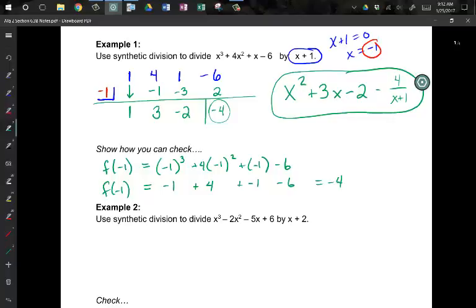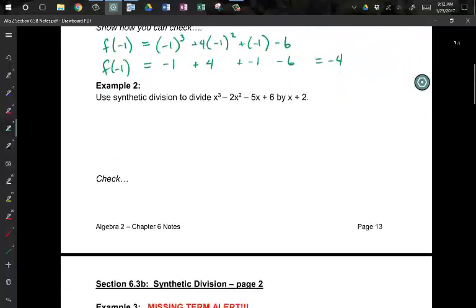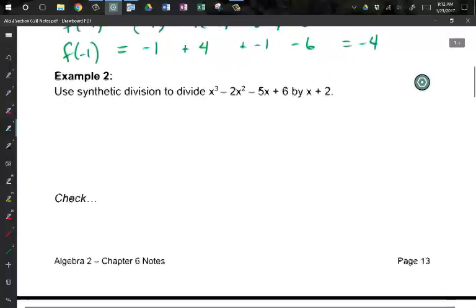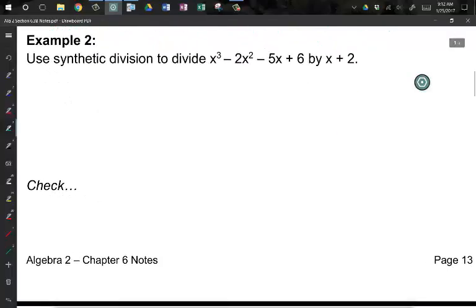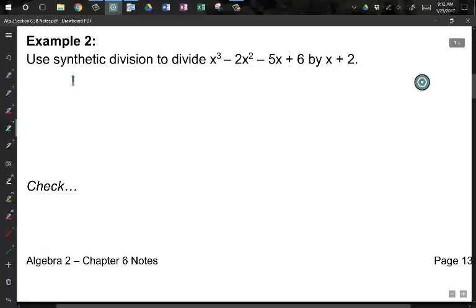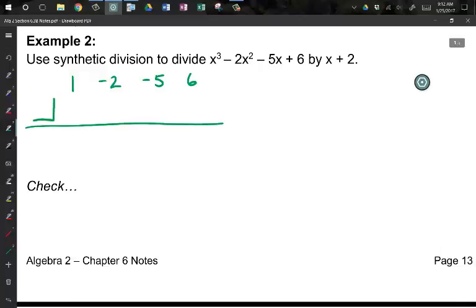All right, let's practice synthetic division again on this second one. First of all, are there any missing terms? Is there an x cubed? Is there an x squared? Is there an x? Is there a constant? So no missing terms. So let's write down the coefficients. 1, -2, -5, and 6. Raise your hand if you can tell me what goes in the little box to the left. What's the number that goes in the little box to the left?